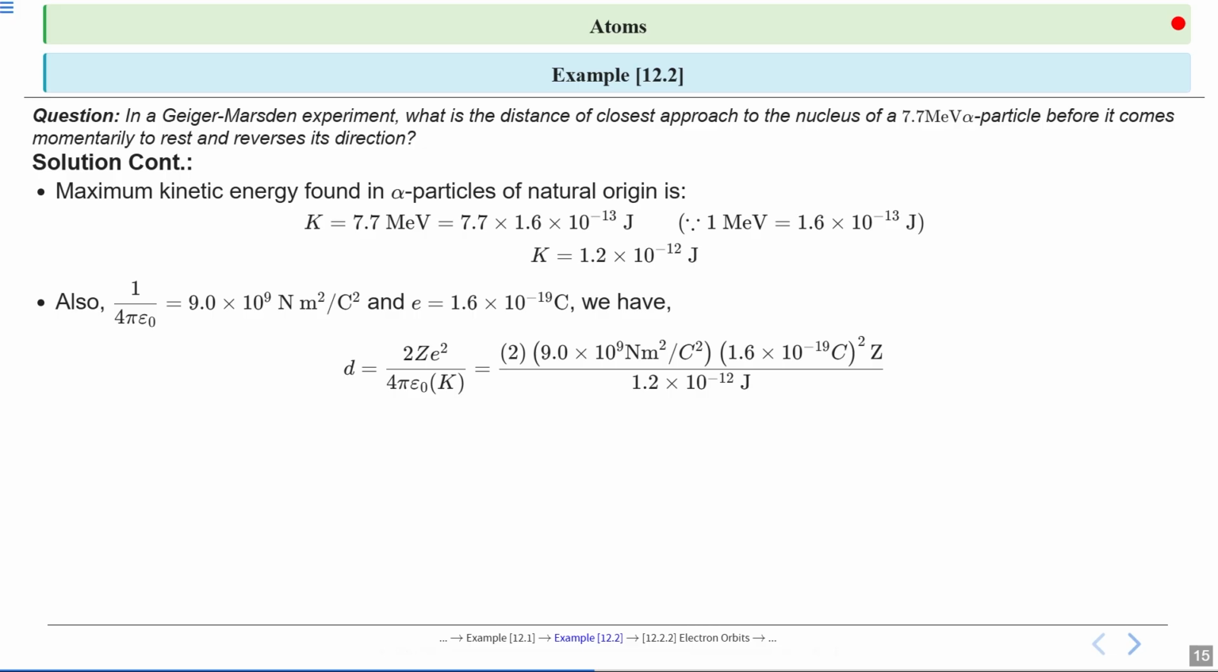The formula is d equals 2Ze² divided by 4 pi epsilon naught K, where Z is the atomic number of the nucleus, e is the charge of the alpha particle, and K is the kinetic energy. So plugging in our values, we see how the distance depends on the charge of the nucleus and energy of the alpha particle. After substituting, it becomes 2 × 9 × 10^9 newton meter square per coulomb square, multiplied by e, 1.6 × 10^-19 coulomb, squared, times Z, upon the kinetic energy, 1.2 × 10^-12 joule.